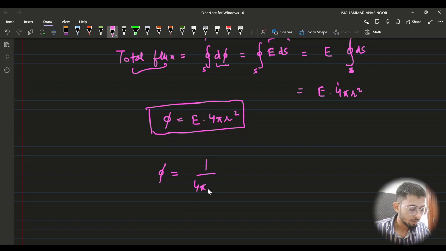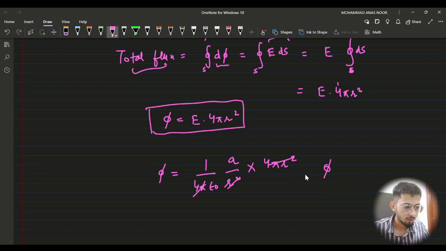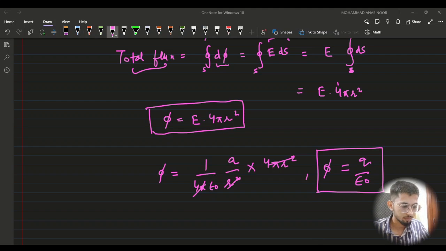1 by 4 pi epsilon naught q by r square into 4 pi r square. Alright, so 4 pi r squared gets cancelled, and what we are left with is phi equal to q by epsilon naught. Right. So hence proof. Yes, this is the proof of Gauss theorem. Okay. That was pretty simple.